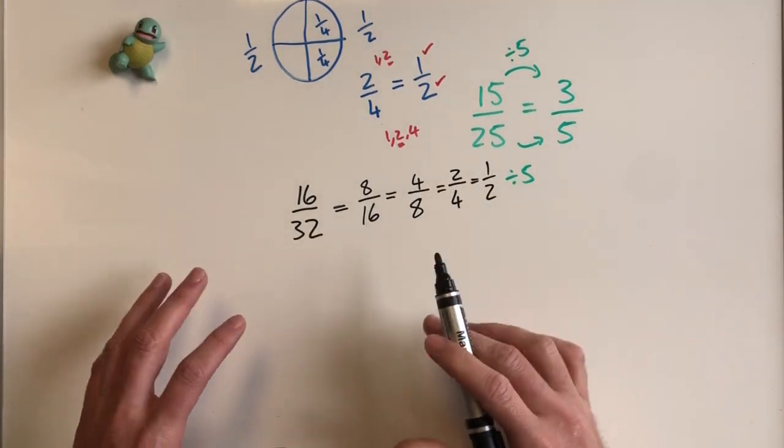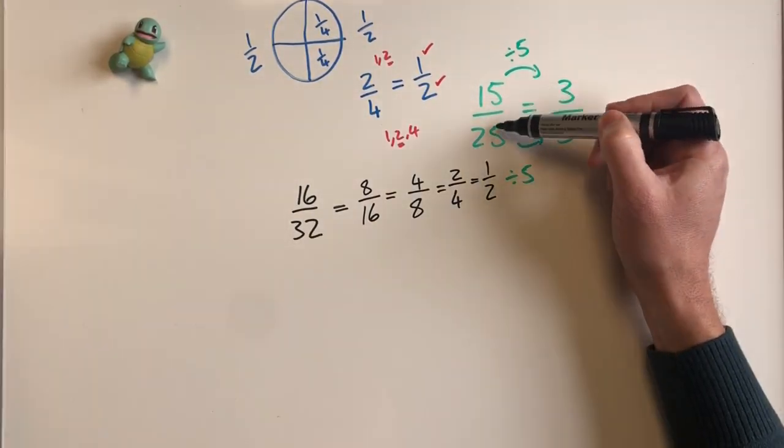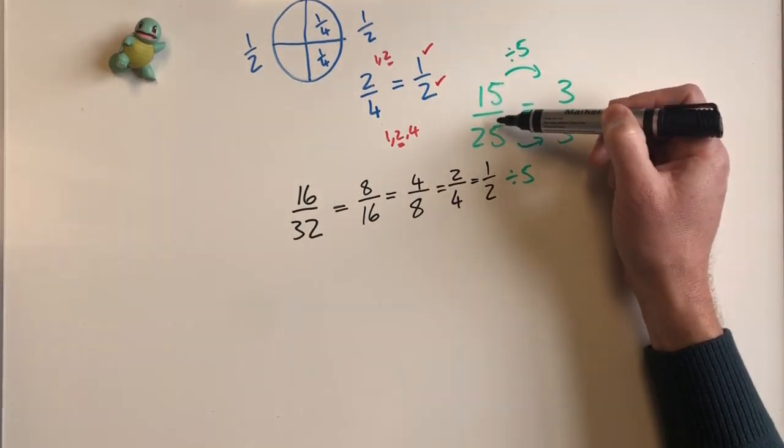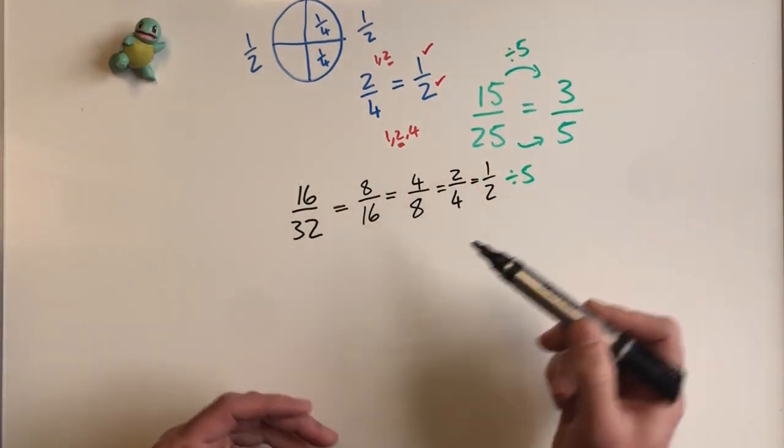So simplifying fractions is just all about understanding what common factors there are, top and bottom, and then dividing by those factors.